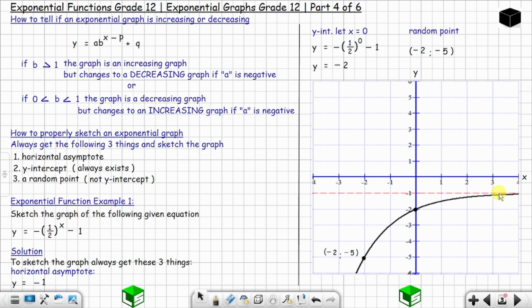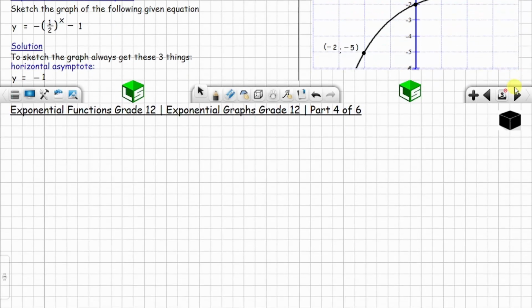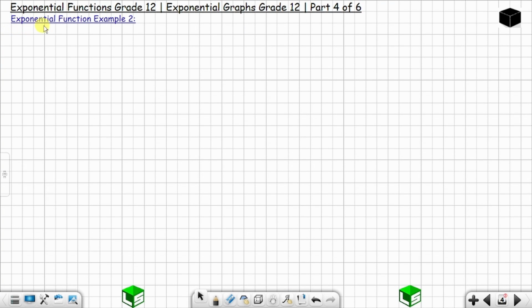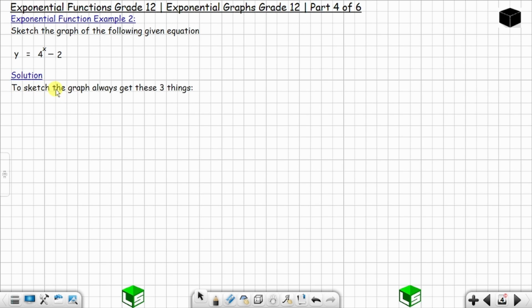Okay, let's move on to example number 2. You have an exponential function. Sketch the graph of the following given equation: y is equal to 4 to the power of x minus 2. Solution. As always, to sketch an exponential function, always get these three things. You need a horizontal asymptote. The equation of the horizontal asymptote is y is equal to the value of q. So y is equal to -2.